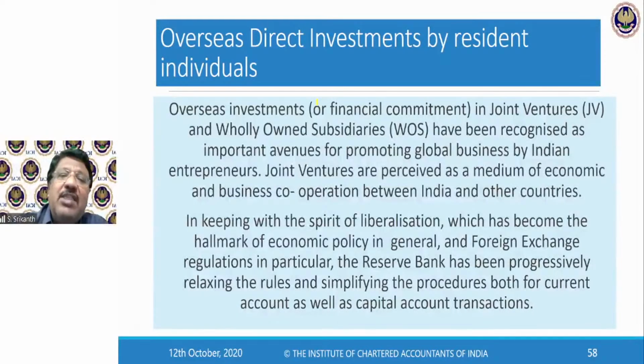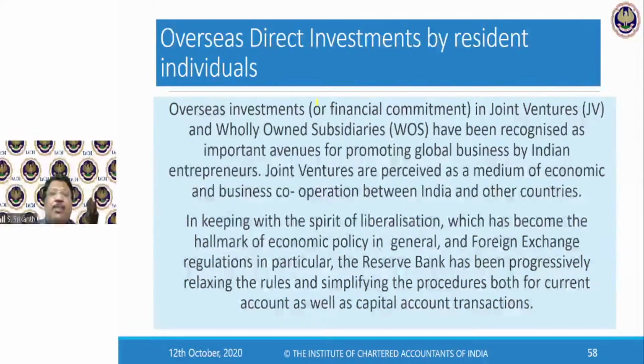So overseas investments or financial commitment in joint ventures and wholly owned subsidiaries have been recognized as important avenues for promoting global business by Indian entrepreneurs. You take 100 examples, Mahindra and Mahindra, Bajaj, you name all the big shots, they've got manufacturing facilities outside India. Okay.